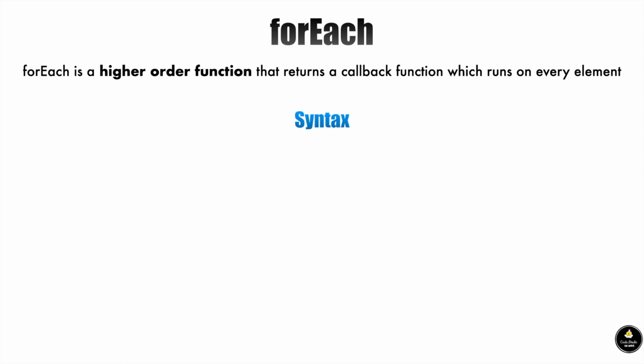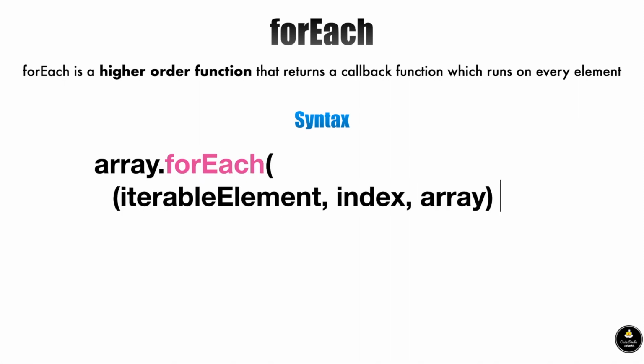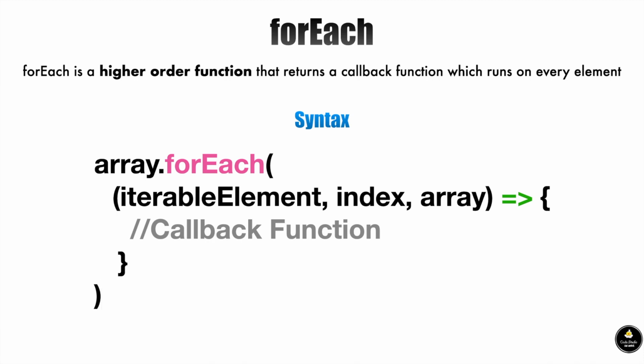The syntax provided in the official docs is of this sort, where the callback function has three inputs: the iterable element, the index, and the array object itself. And then we have the actual function call. This callback function is inside the forEach method, which is bound to the array on which we are accessing the method. The iterable element is a required argument and the rest are optional.